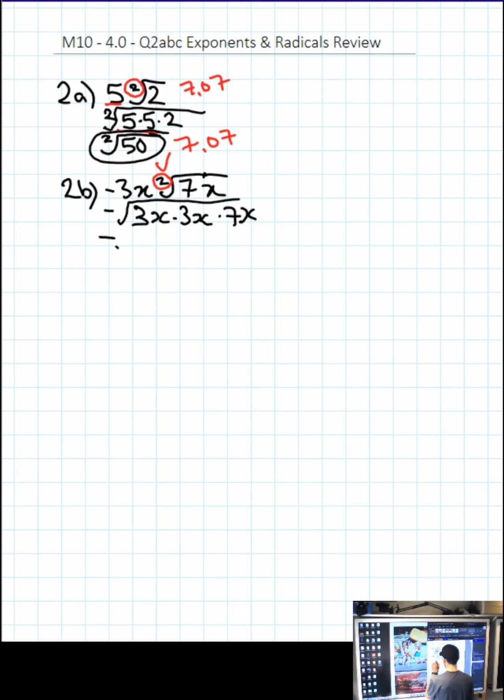So we're going to get negative the square root. 3 times 3 is 9, times 7 is 63. And x times x times x is x cubed. Circle our answer. Notice I didn't put the square root sign twice.